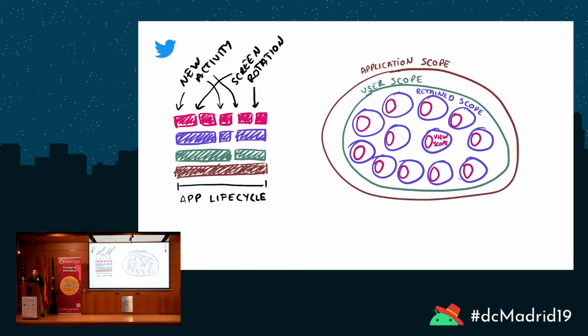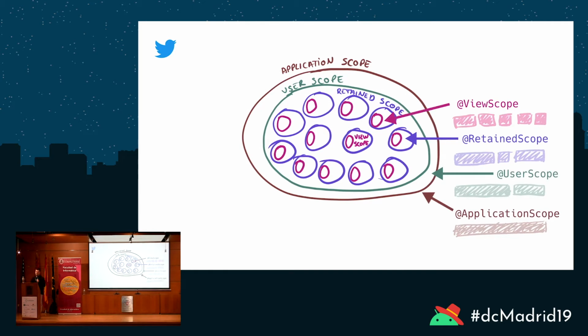And then inside of that scope, we have what we call the view scope. And this is the one that's closely tied to the life of your activity or fragment. And typically it's going to contain your activity or fragment context, the views, and a lot of other bindings. So Dagger lets us annotate these scopes with custom annotations. And these are the ones that we use canonically at Twitter.